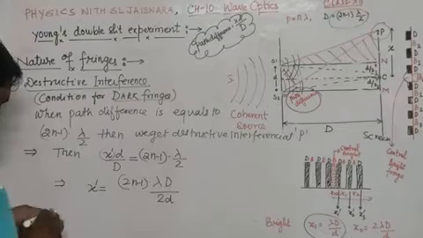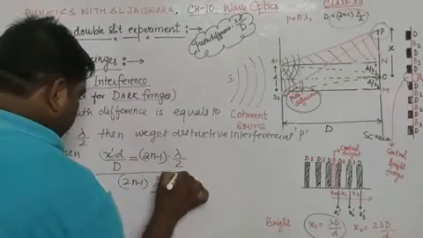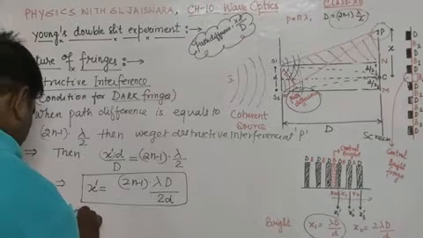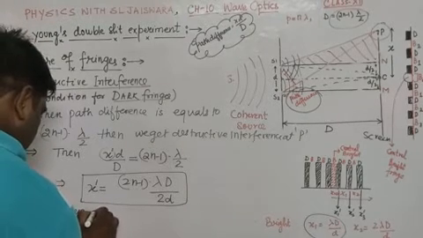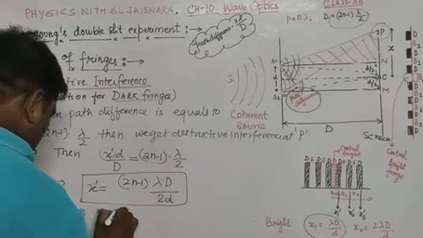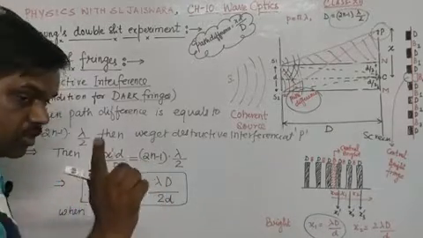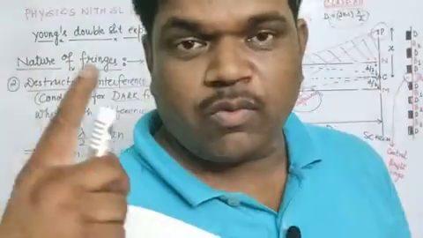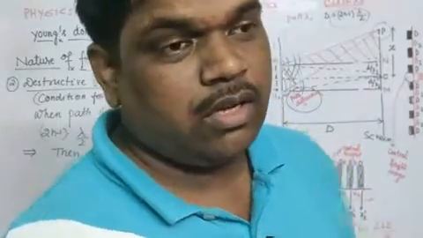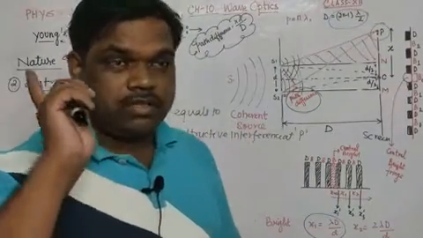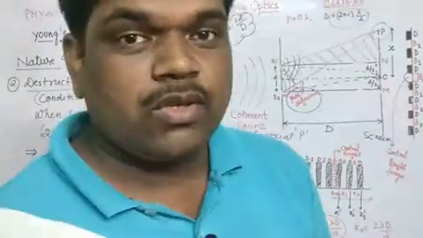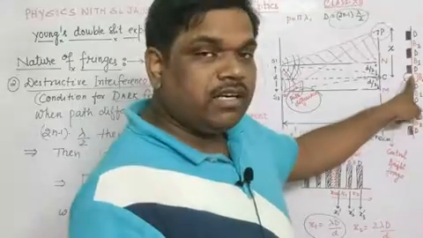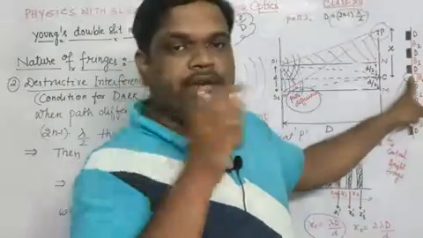This is a very important expression that you are supposed to remember. Note that n is equal to 1, not 0. In case of dark fringes, we have to start the natural number n from 1, then 2, then 3, then 4. But in case of bright fringes, we start with n equal to 0, then 1, then 2, because at n equal to 0 we get the central bright fringe.